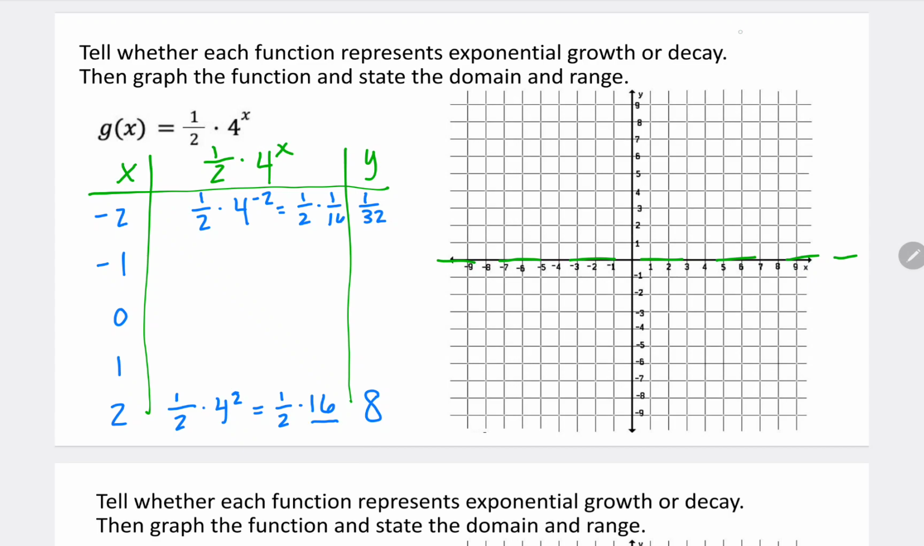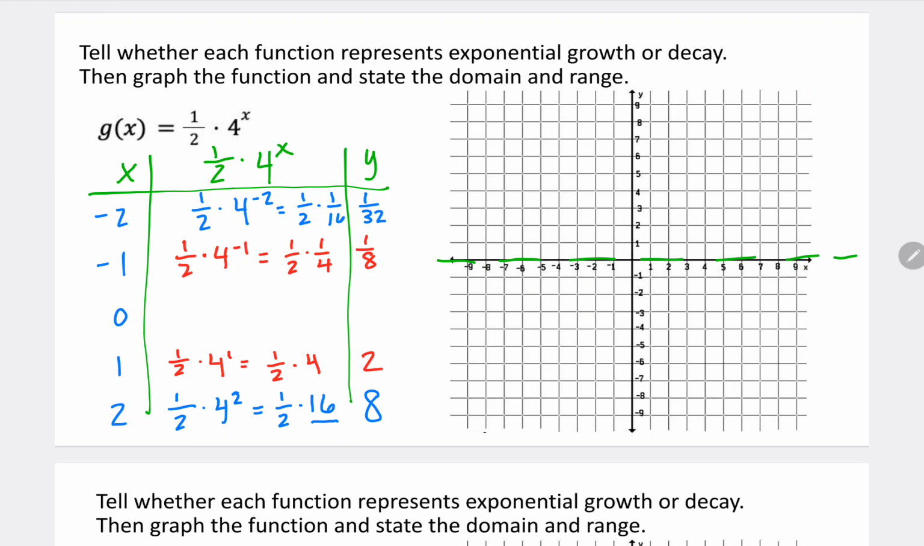When we plug in -1, I'm going to change colors. We have 1/2 times 4 to the negative first power. 4 to the first power is 4, so 4 to the negative first power is 1/4. I'll go ahead and jump down here and do 1 since we talked about that. 4 to the first power is 4. 1/2 times 4 is 2.